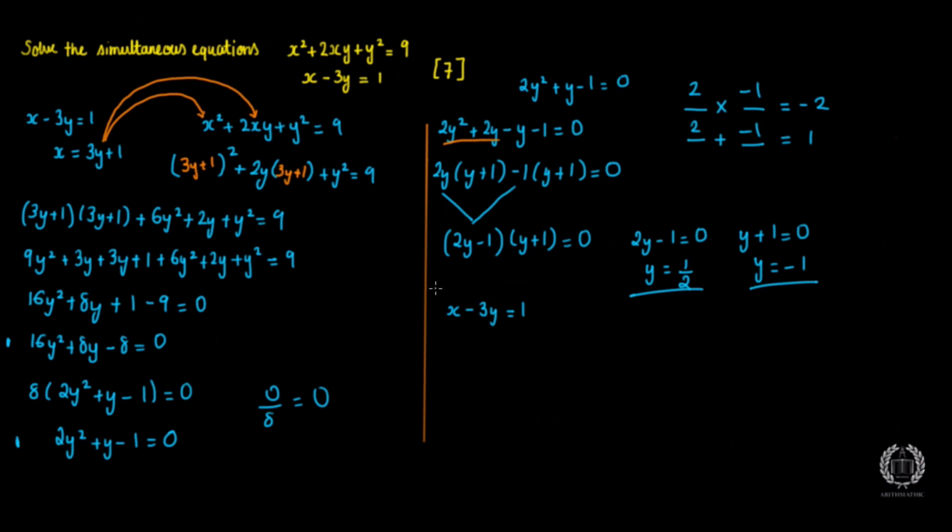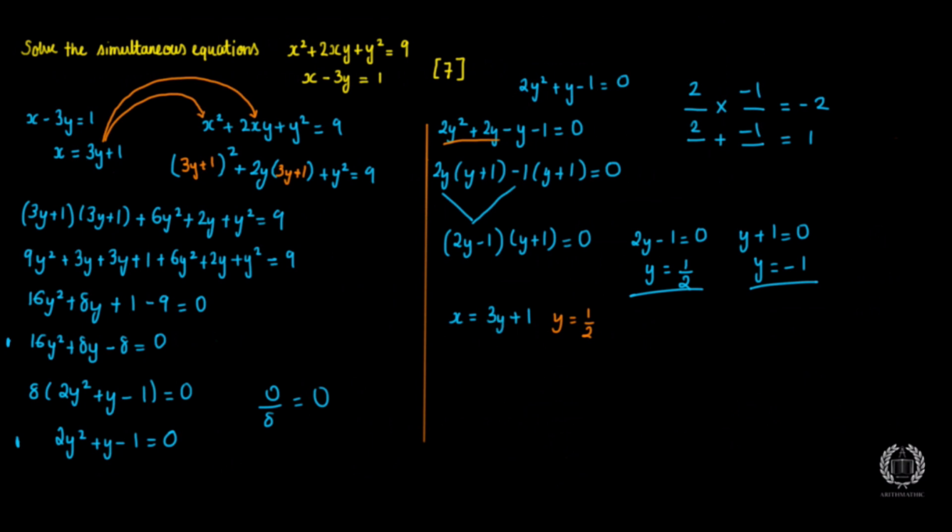We don't need to write this one, because we rearranged it anyway, didn't we? We can reuse that: x is equal to 3y plus 1. It's the same thing, it's just rearranged. Now when my y value is equal to half, I'm going to substitute my half inside here, right?